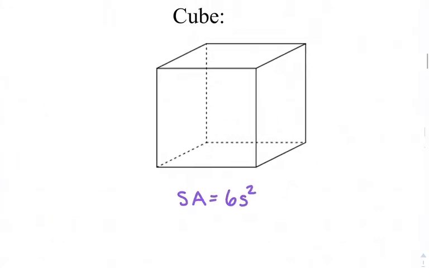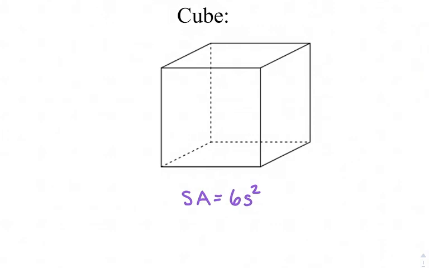And then a cube, the surface area is 6 times the side squared. So one side is S. Well, a cube is just made up of 6 squares, basically. So that's why it's just 6 times side squared. So S just means one side of the cube.